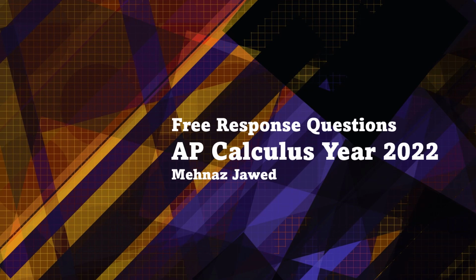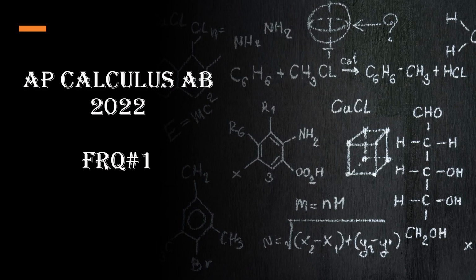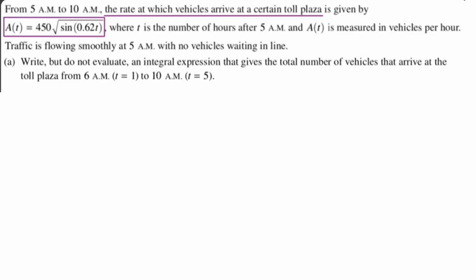Students, today in this video we are going to review the questions that came in the AP Calculus AB examination of 2022. So here comes the first question. From 5 a.m. to 10 a.m., the rate at which vehicles arrive at a certain toll plaza is given by the function A of t equals 450 square root of sine 0.62 t, where t is the number of hours after 5 a.m. and A of t is measured in vehicles per hour.